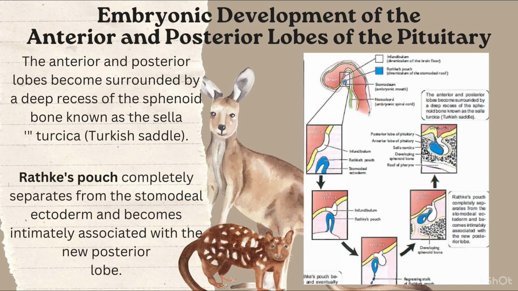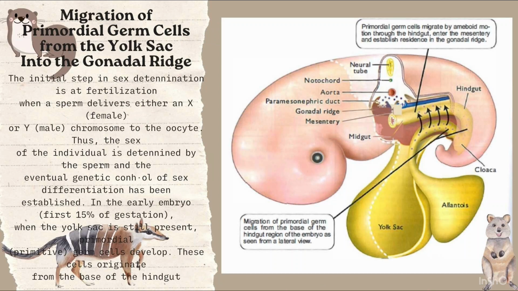The stalk of Rathke's pouch begins to regress and eventually completely separates from the stomodial ectoderm. At the same time, the infundibulum continues to evaginate to form the posterior lobe of the pituitary. Rathke's pouch completely separates from the stomodial ectoderm and becomes intimately associated with the new posterior lobe. The anterior and posterior lobes become surrounded by a deep recess of the sphenoid bone known as the sella turcica, or the Turkish saddle.